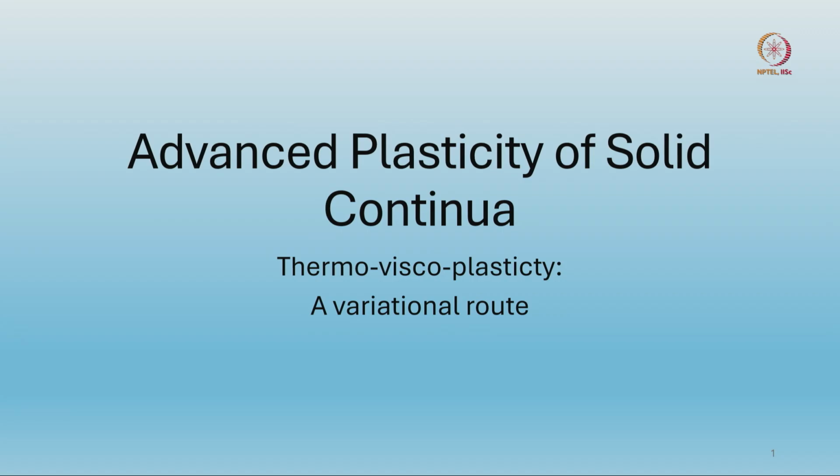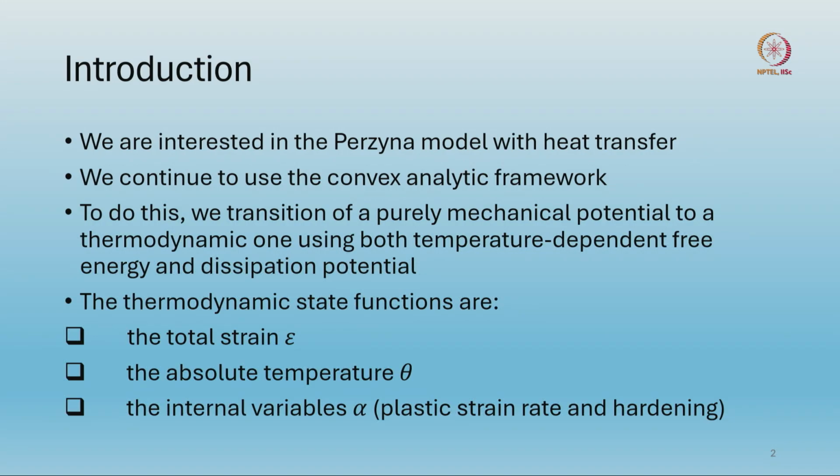So, we were discussing so far the various aspects of rate dependent plasticity, especially the Perzyna type model, but without accounting for heat transfer. That is precisely what we are going to start today. The problem will still be rate dependent plasticity of the Perzyna type, but accounting for the thermal effects. All right. So, let us get going. So basically let us continue to consider the Perzyna model, but with heat transfer.